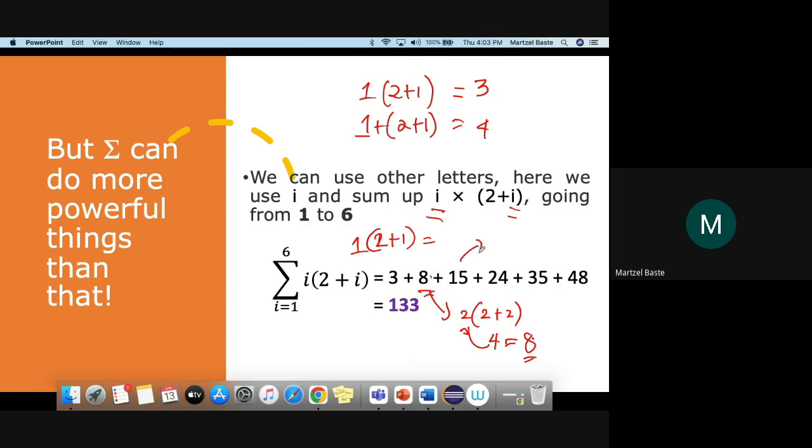So for 15, how is it 15? 3 times the value of 2 plus the value of 3. So 3 plus 2 plus 3 is 5 times 3 is 15. So I won't continue; you can see the pattern for 24, 35, and 48. So if you review the video, you can continue it if you want to.